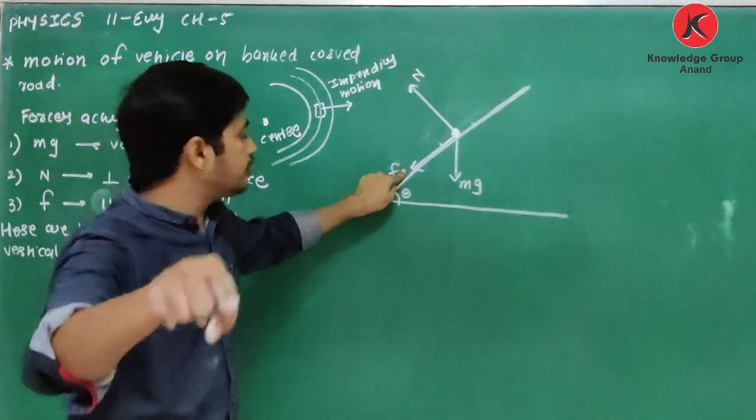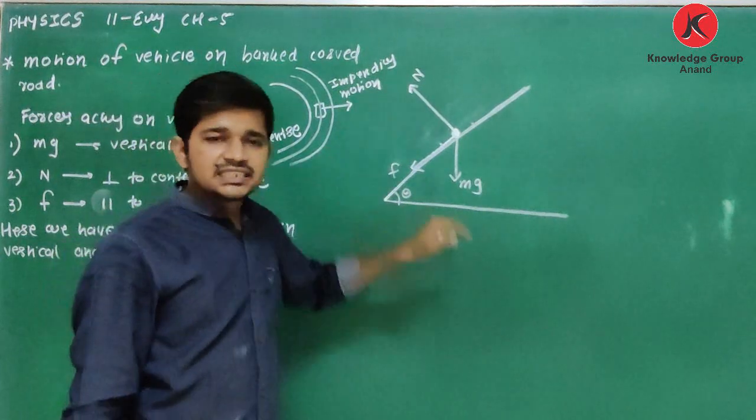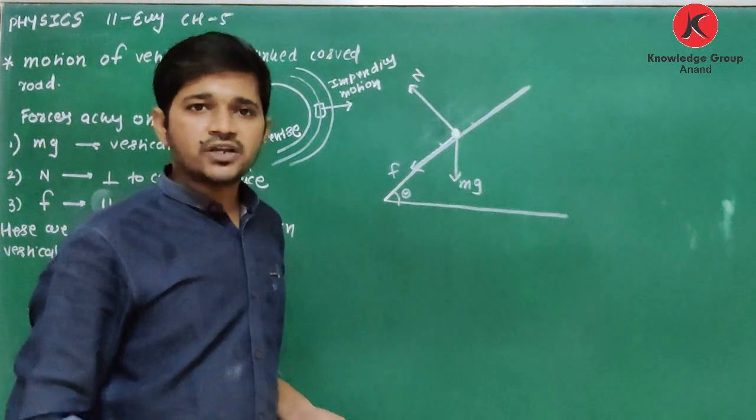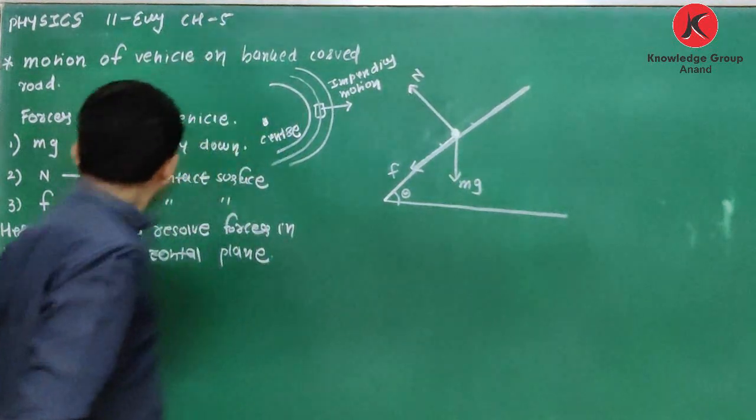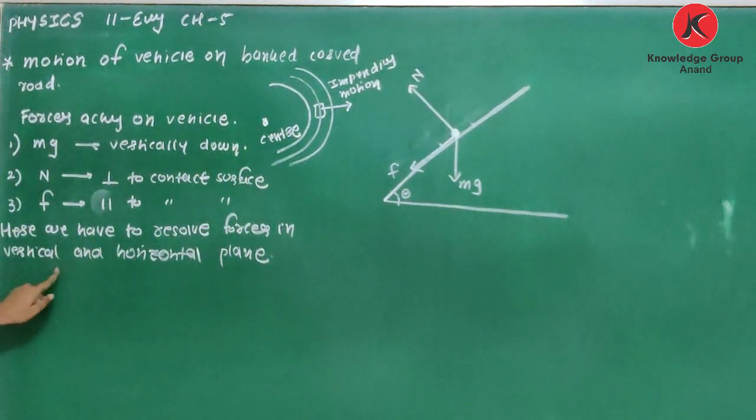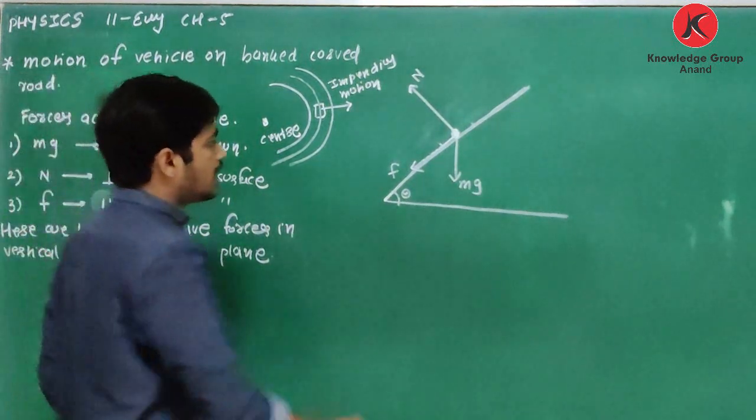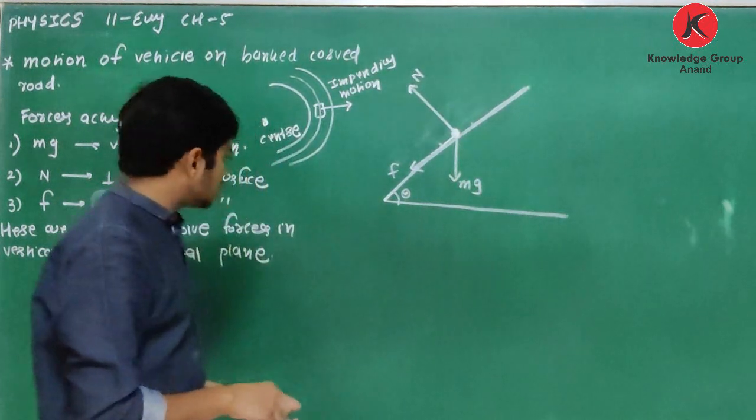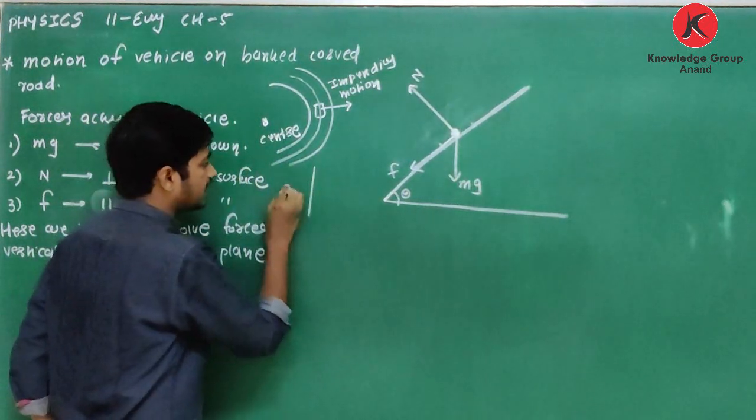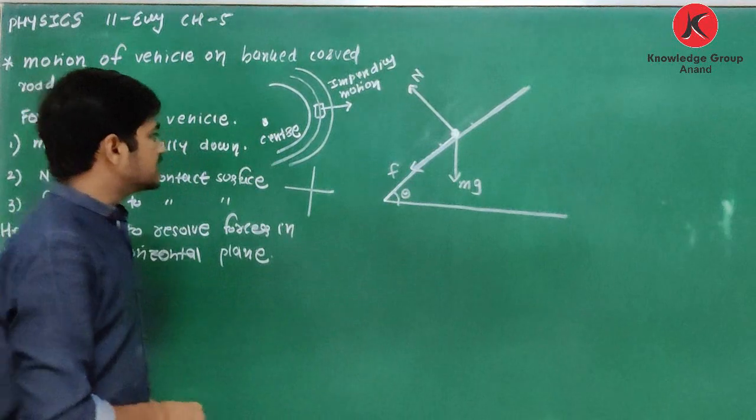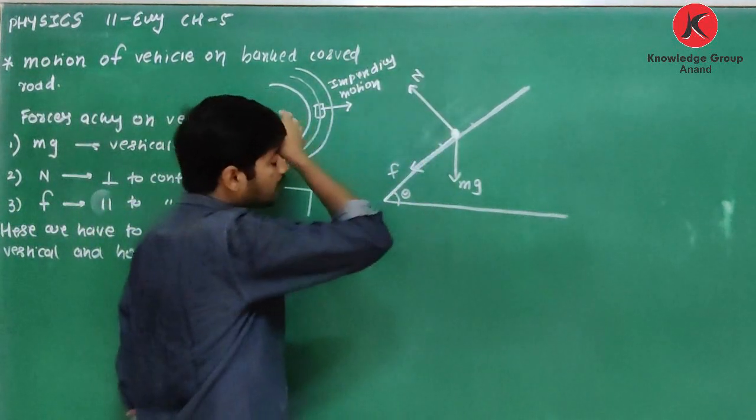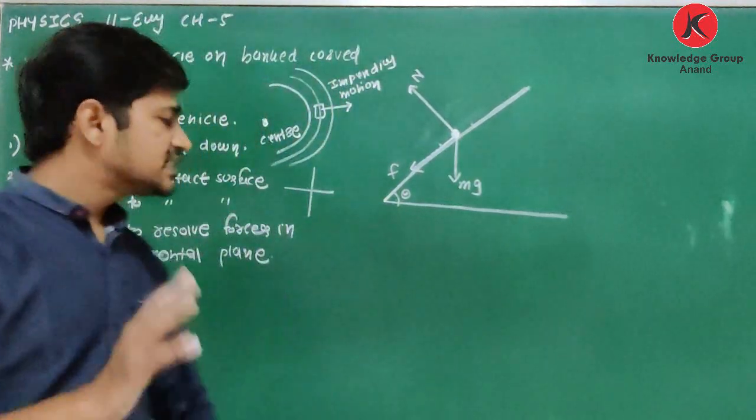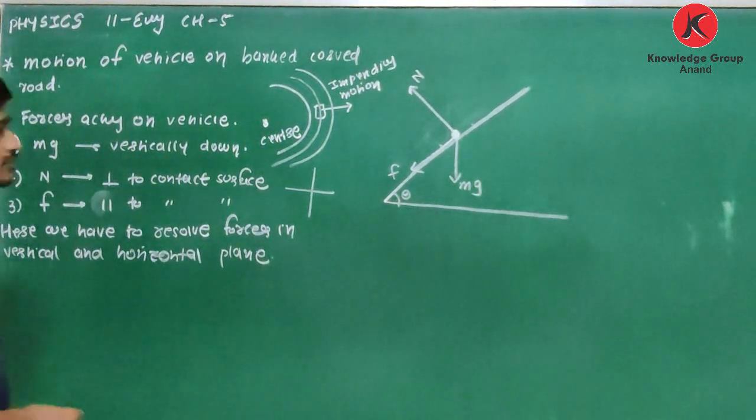No, so we have to resolve this F. This N, is it in vertical plane? No, so we have to resolve N in two components. Clear about this? Again, we have to resolve forces in vertical and horizontal plane. Out of these three, only mg is in this vertical plane. See students, vertical plane means this vertical plane and this is horizontal plane. So mg is in vertical plane, but F and N are not in vertical plane, so we have to resolve F and N. See, how to resolve F and N?